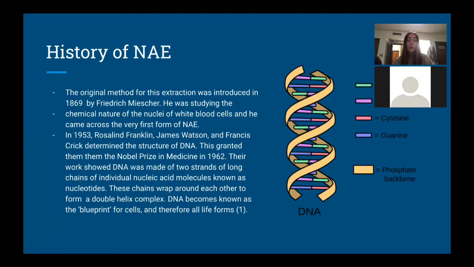Their work, which every science person has studied, showed that DNA was made of two strands of long chains of individual nucleic acid molecules known as nucleotides. These chains wrap around each other to form a double helix complex. DNA became known as the blueprint for cells and therefore all life forms. And I have included a DNA double helix here, which shows these individual nucleic acid molecules, the nucleotides, on the phosphate backbone.